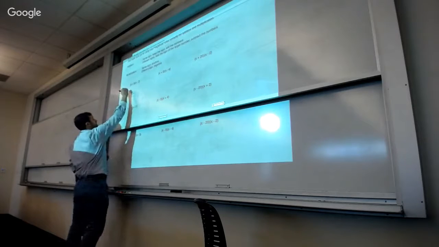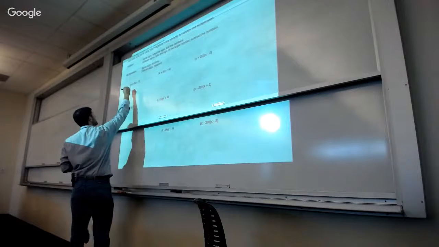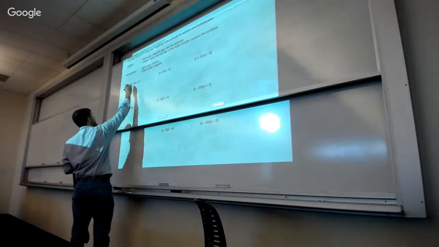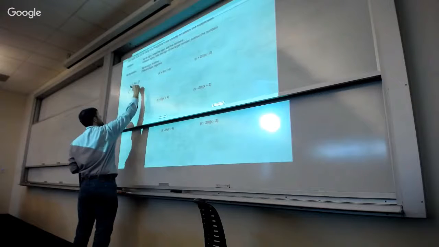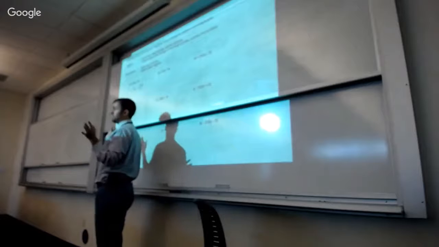So everyone start by writing x squared, and then what's the sum? 8 plus negative 3? 5x. And what's the product? 8 times negative 3? Negative 24. So sum product, just like that, you write down the answer without doing FOIL.